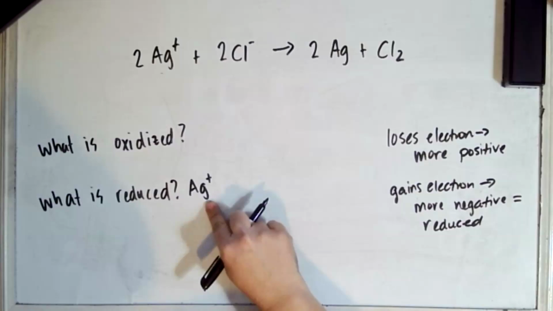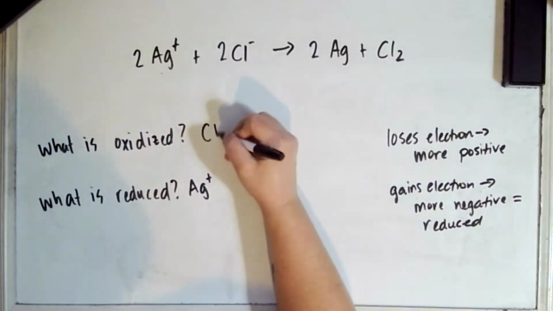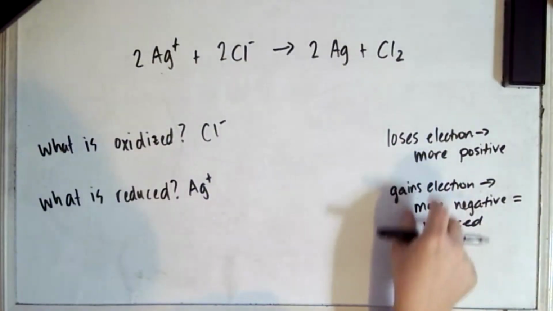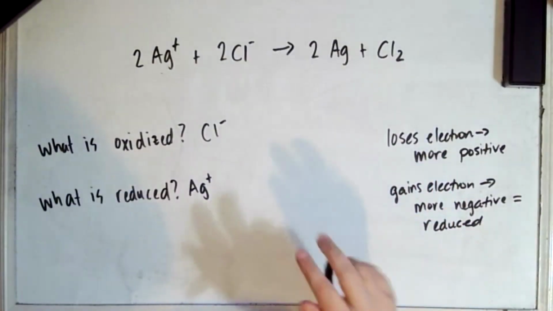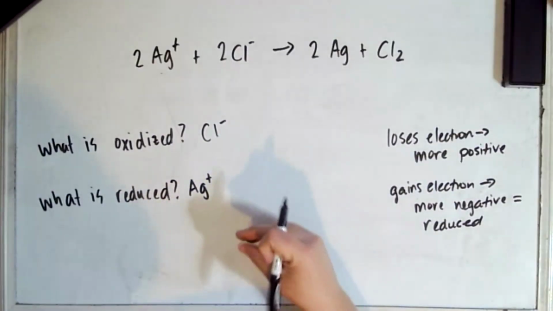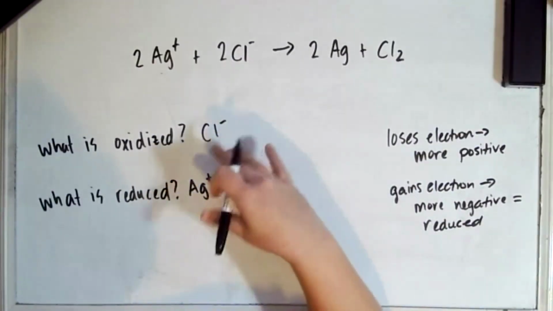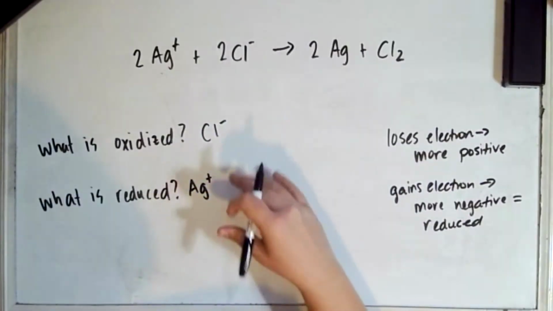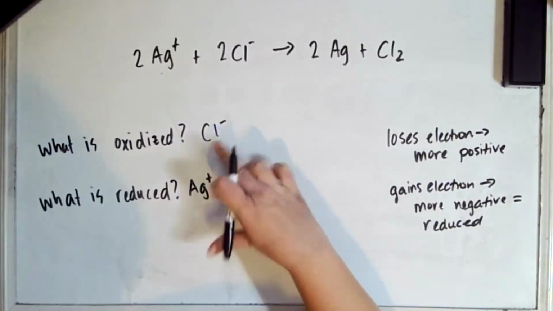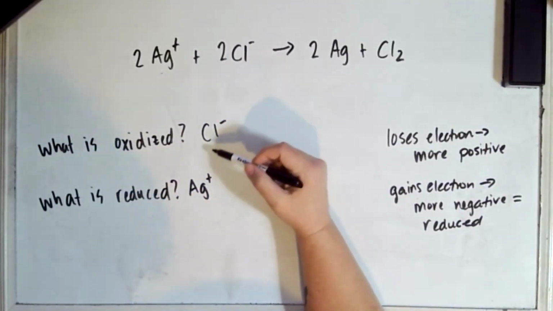So our Ag plus had to be reduced. And if our Ag plus is reduced, then our Cl minus had to be oxidized. But we can also prove that by asking the same questions. At this point, when you're still learning this, don't just figure out one and then say, all right, I know the other. We know that the chloride is probably correct here, but now we're going to prove it to ourselves.